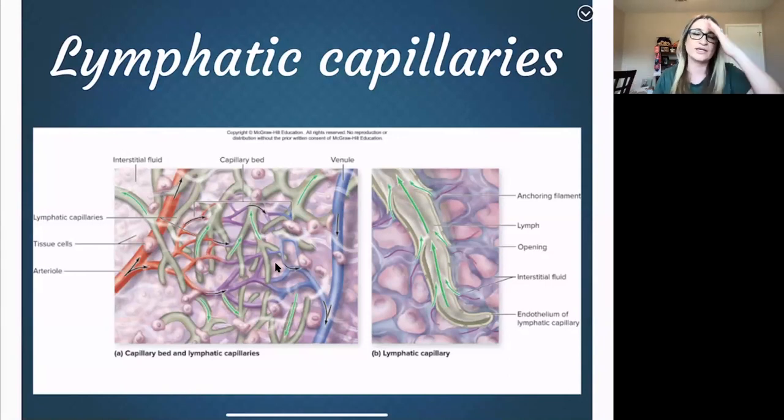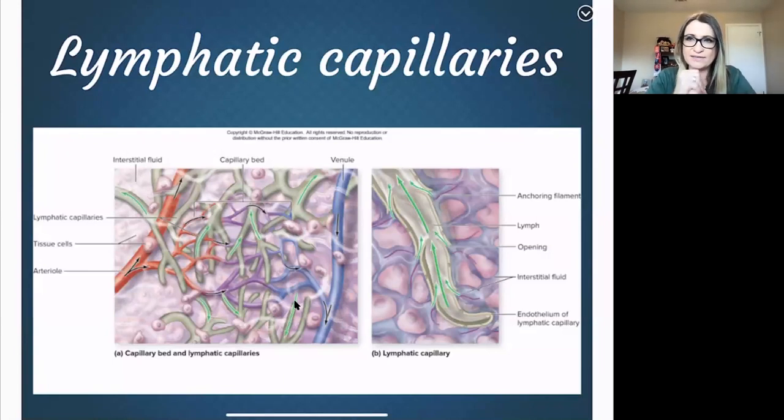This overlap ensures that fluid moves into the lymphatic capillary in one direction, but it wouldn't be able to move out. It's like when you imagine how a door opens, right? You have the door frame, you can open the door in one direction, but then you can't push it backwards the other direction because the door frame is in the way. So that's how this works as well. About 10 to 15% of the fluid that has been filtered out during capillary exchange is taken up by the lymphatic capillaries.